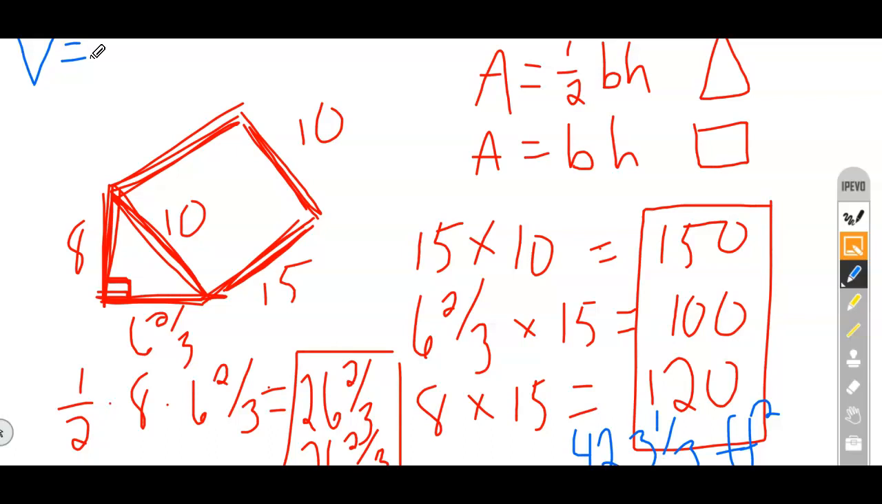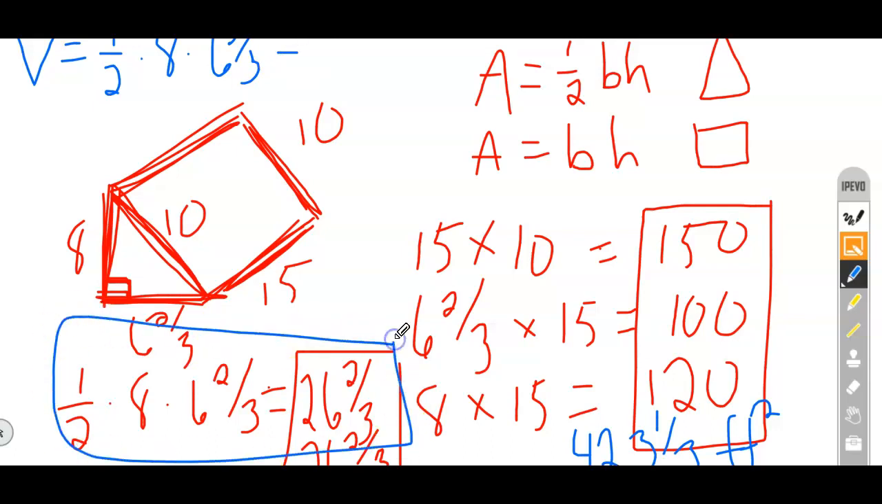So that's 1/2 times 8 times 6 2/3, which is, we already did that. So we don't need to redo the math. We just need to take this and bring it up. 26 2/3, right? Once the water's done covering the bottom, the area of the bottom, what's it do now? It goes up to the top.